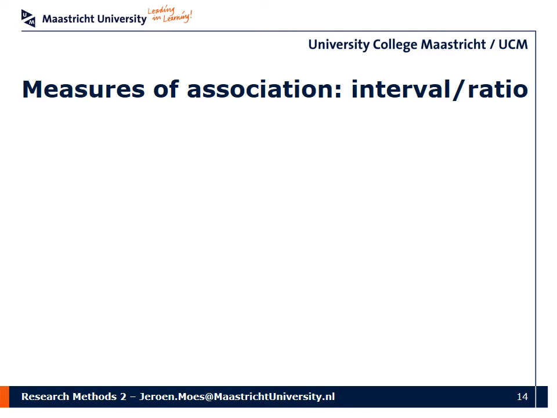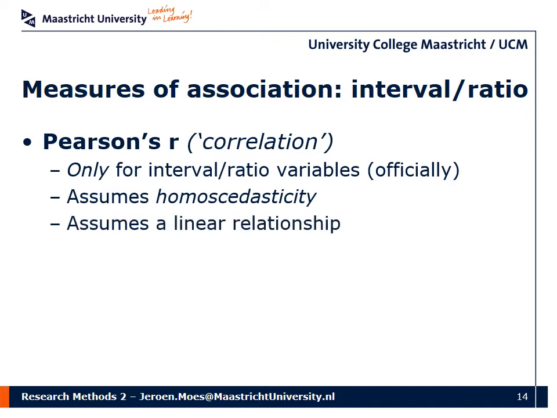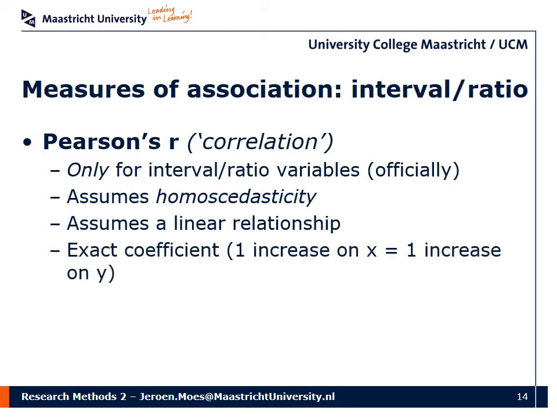So for interval and ratio variables, for measures of association, we have our Pearson's R. You know about that. We've talked about this before, but it has some requirements and limitations. So first of all, it's only for interval and ratio variables. Second, it assumes homoscedasticity. I'll explain what that is in the next slide. It also assumes a linear relationship, as I've just described. It assumes a straight line. And the advantage here is also that it gives you an exact coefficient. So 1 increase on x is 1 increase on y, if the correlation is 1.